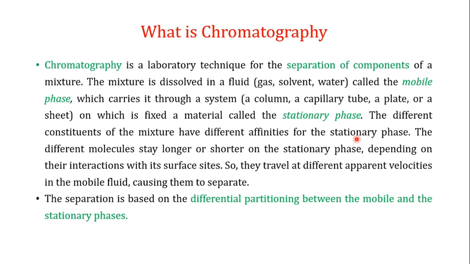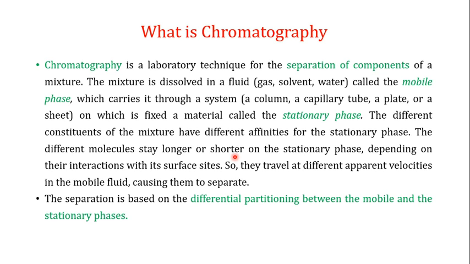So when the mobile phase moves the mixture through the stationary phase, the different constituents of the mixture have different affinities for the stationary phase. The different molecules may stay longer or shorter on the stationary phase depending on their interaction with its surface. If a particular component in the mixture has a stronger affinity for the stationary phase, it is going to stay longer on the stationary phase. Contrary to that, if there is a component with a low affinity compared to the first one, it is going to stay shorter on the stationary phase.